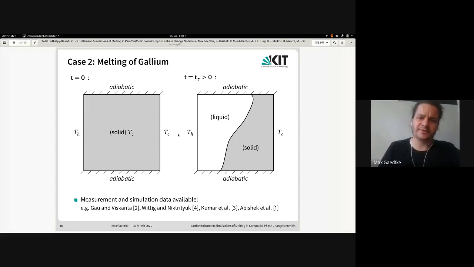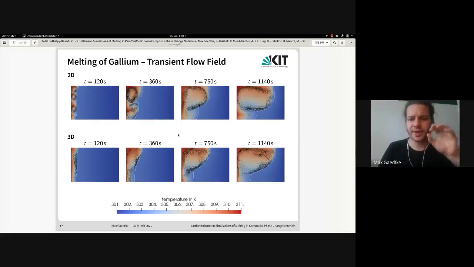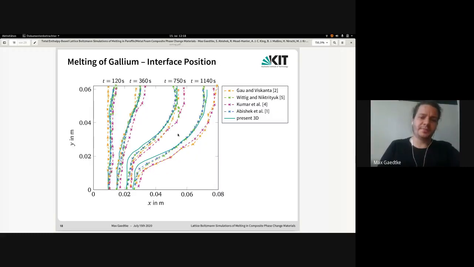We did the melting of gallium, including natural convection as well. I want to go over that. You saw that in Giacomo's presentation as well. So this is the surface line over time, as well as some comparison with measurements, high-resolution simulations with Lattice Boltzmann of Kumar et al. and the finite volume method of Abishek et al. here. And we're quite close here again, so we're very happy with how our TRT scheme turns out.